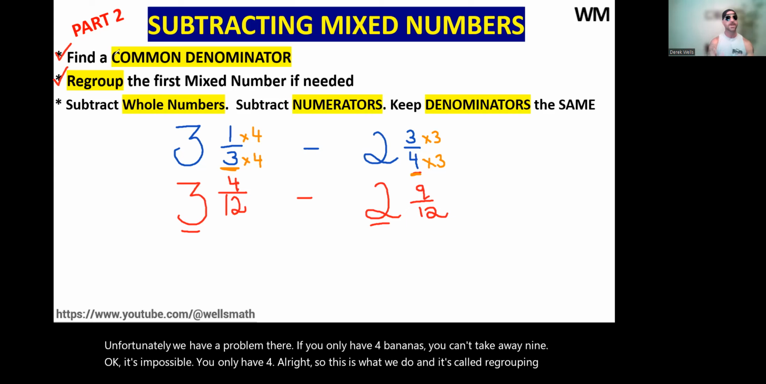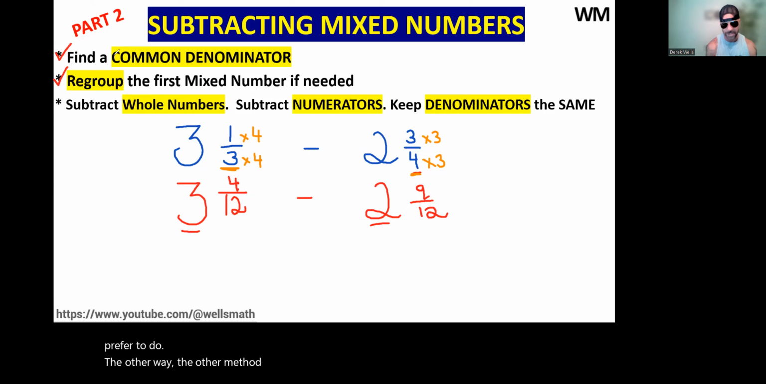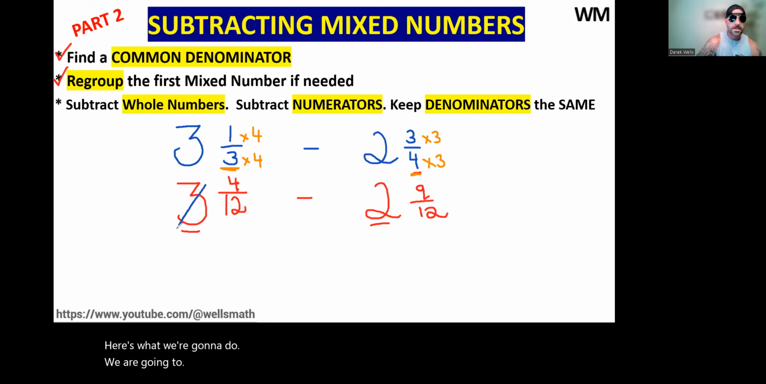I've taught this lesson to a lot of students. I told you there's a part one to this lesson. Some kids prefer to do the other method, because of this regrouping, but it's really not that bad. Here's what we're going to do. We are going to take away 1 from this whole number, 3. Well, when we take away 1 from 3, we're going to get 2.